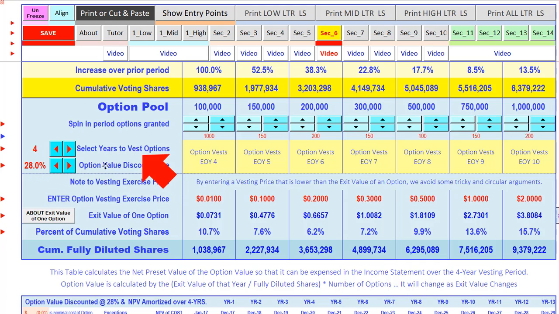So you want to set some vesting periods. 3, 4, 5 years is good. Maybe a 20 to 25% discount rate. Make sure that your option vesting exercise price is less than and substantially less than what you think the value of the option will be. And there it is. You're done.